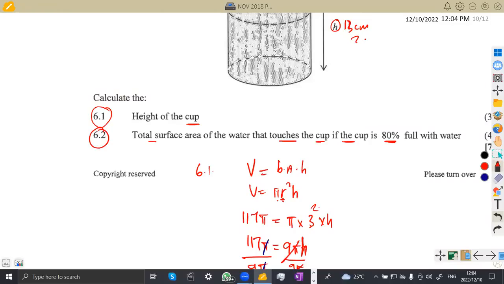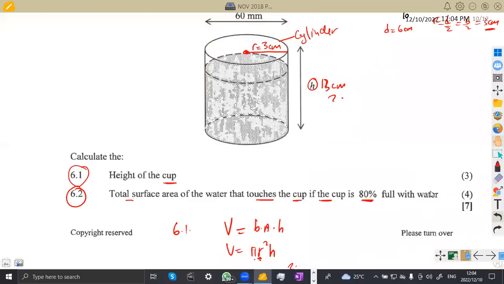All right, so if the cup is 80% full of water, it actually affects the height of the water. When it is full, the height is 13. But now it is 80%, which means somewhere here, that's where we have got our 80%. So it is going to affect the height. So you are supposed to find the 80% of the height.